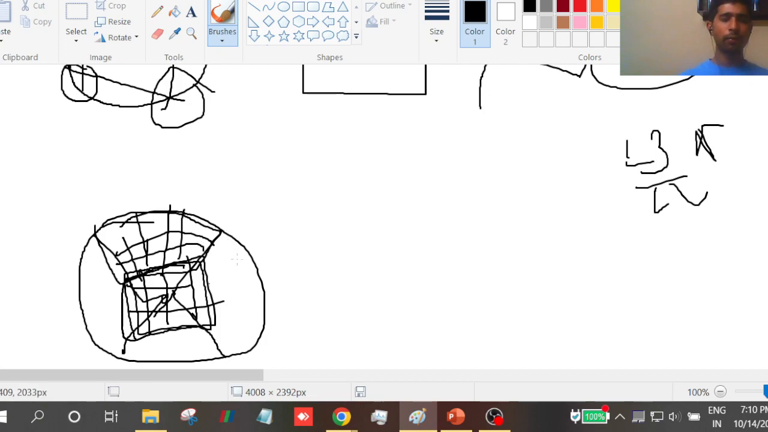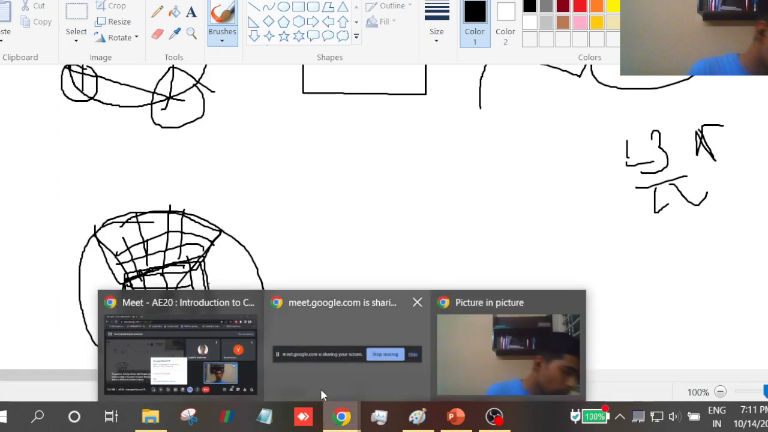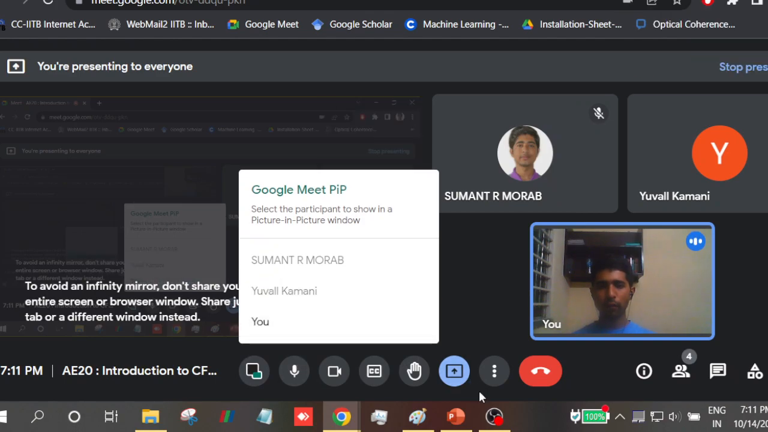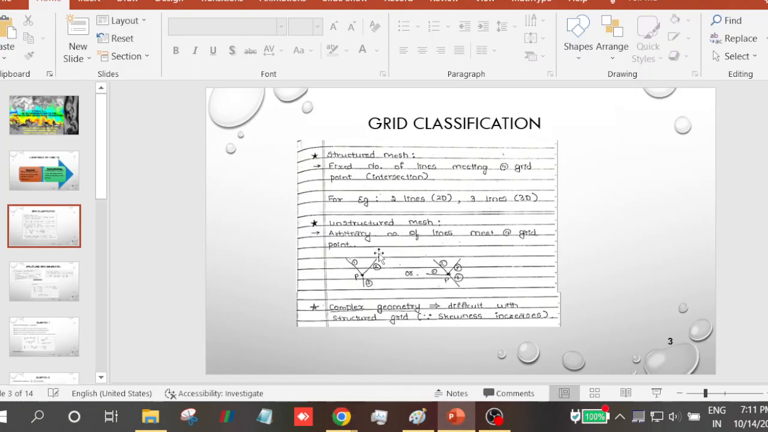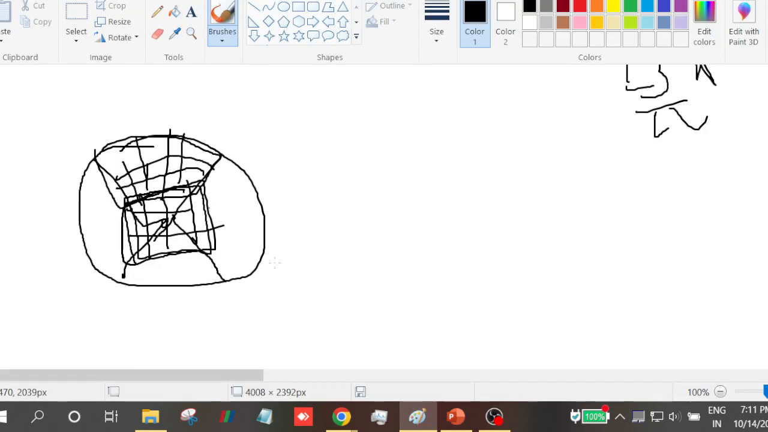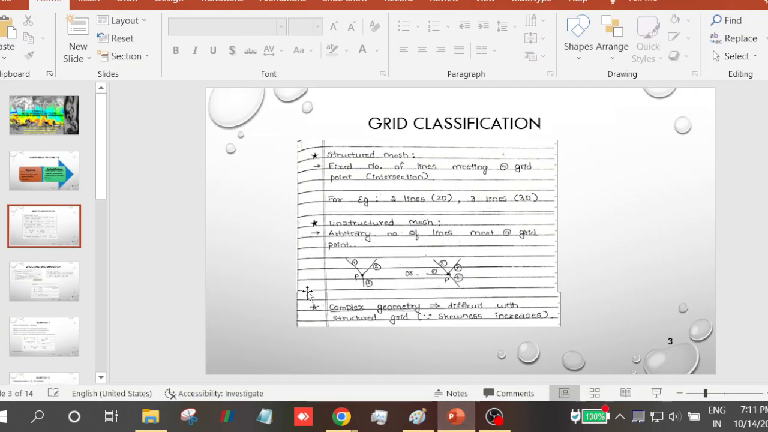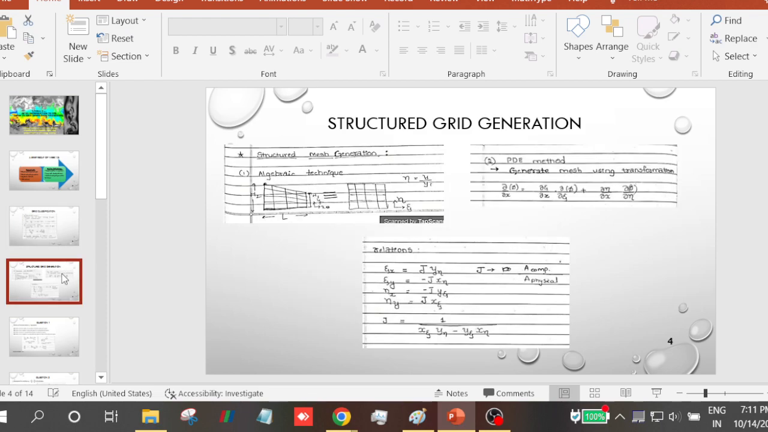These are the techniques which we can use to come up with a structured grid generation on a complex geometry, and at the same time avoid the skewness which would otherwise happen. So these were some of the techniques in structured grid generation.